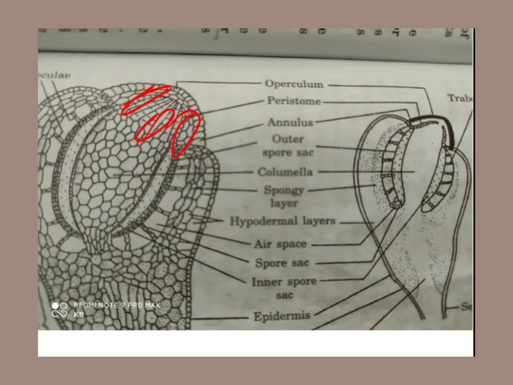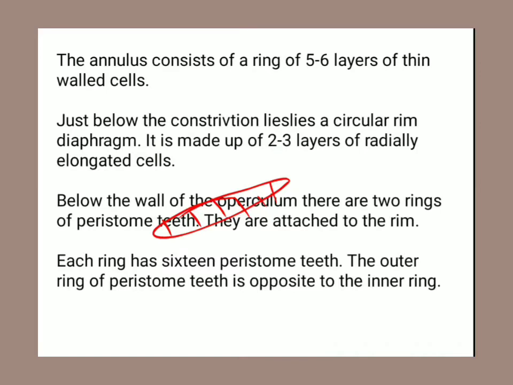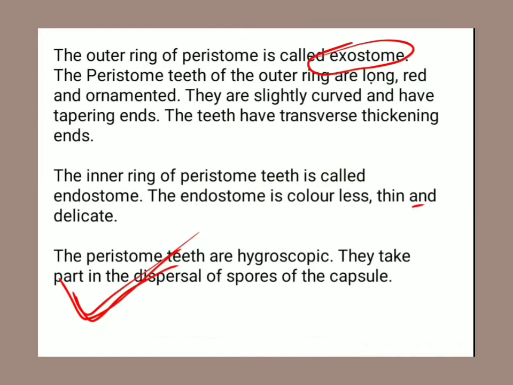The peristome is divided into 5 to 6 ring-like structures, and in these ring-like structures are 2 to 3 layers of radially elongated cells, and these are known as the peristome teeth. In each ring-like structure 16 peristome teeth are present, and the outer ring is known as the exostome, and the inner ring is known as the endostome. The endostome and exostome are colored and slightly curved, and their main function is the dispersal of the spores of the capsule.